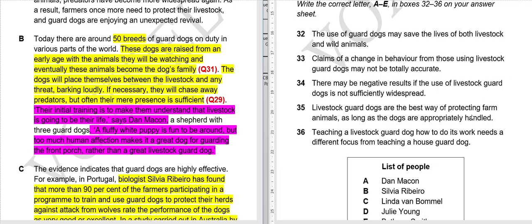There may be negative results in the use of livestock guard dogs is not sufficiently widespread. Again, we have read, but it's not of Dan. Livestock guard dogs.